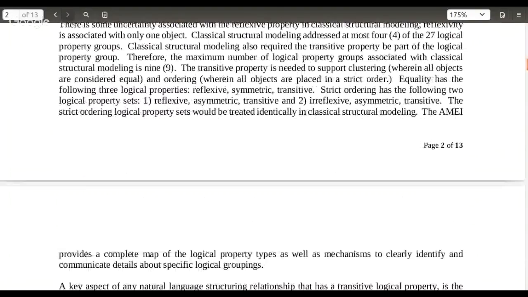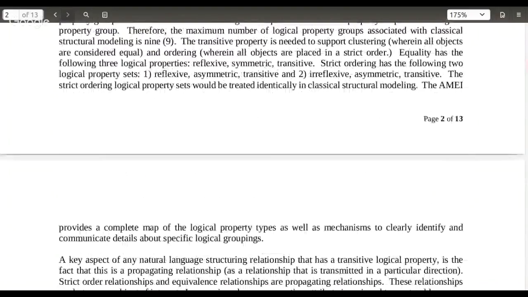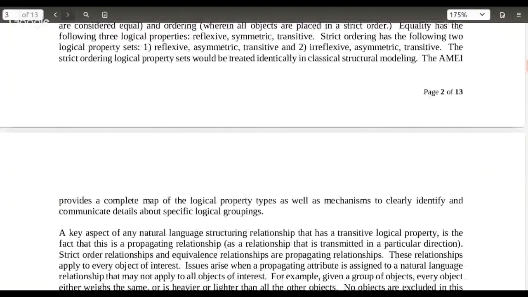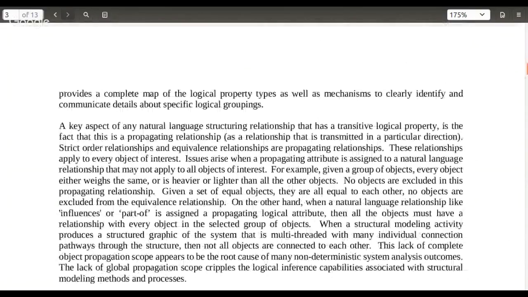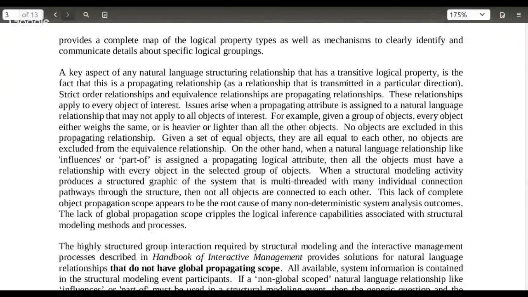And we've come up with just a set of objectives or kind of guidelines that we use. And we do that by taking a natural language relationship and then asking a simple question.